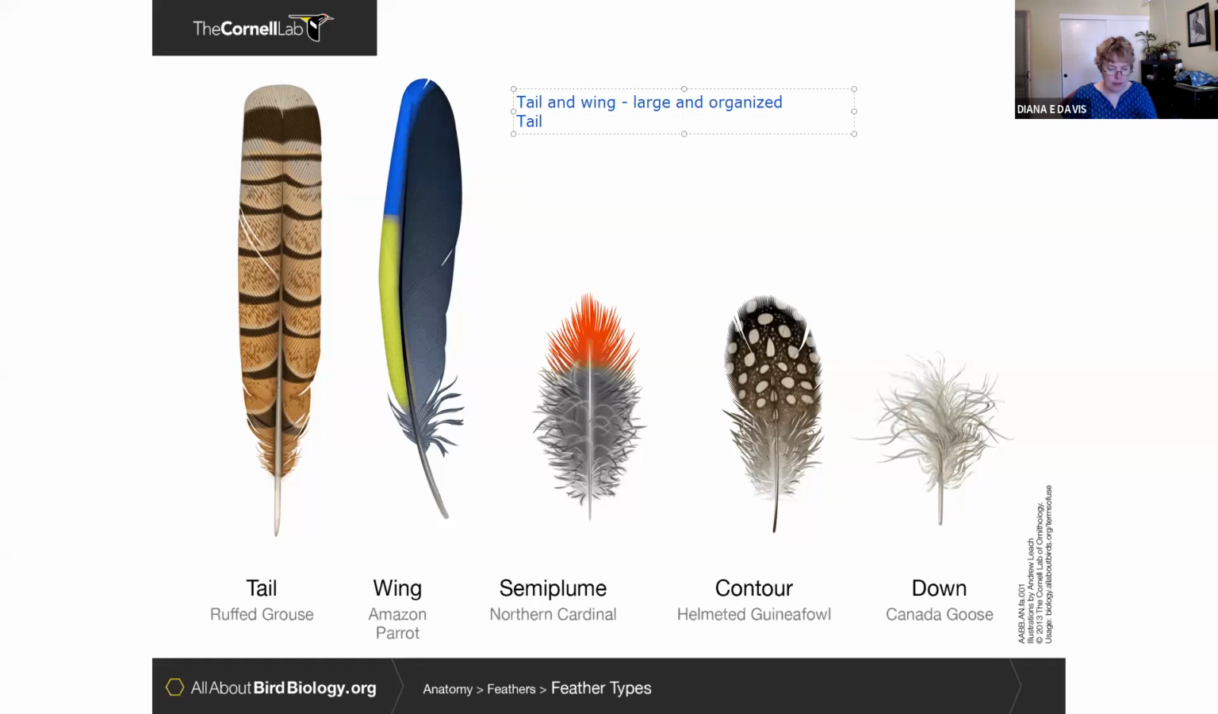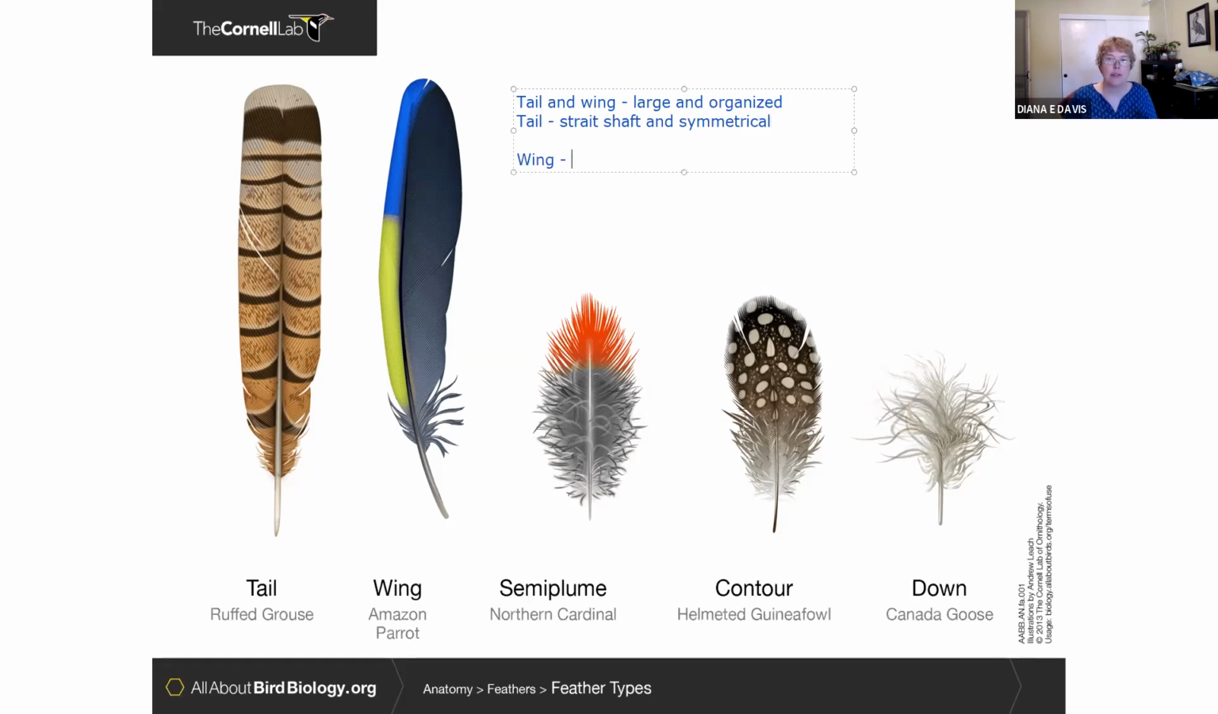In the tail, feathers have a straight shaft. So you can see that here on this ruffed grouse tail feather. The shaft goes straight up the center, and the feather is symmetrical. It's exactly the same on the left side of the shaft as it is on the right side of the shaft.